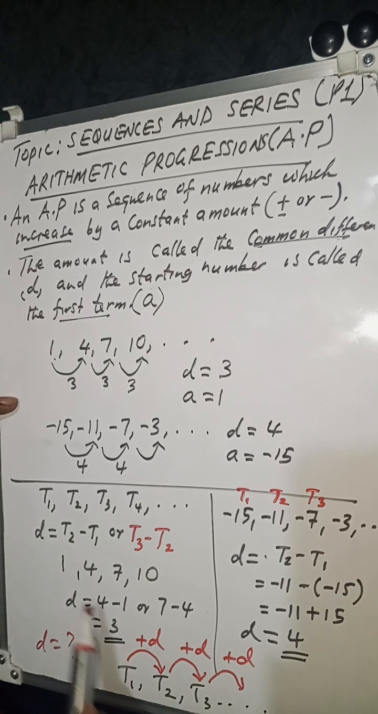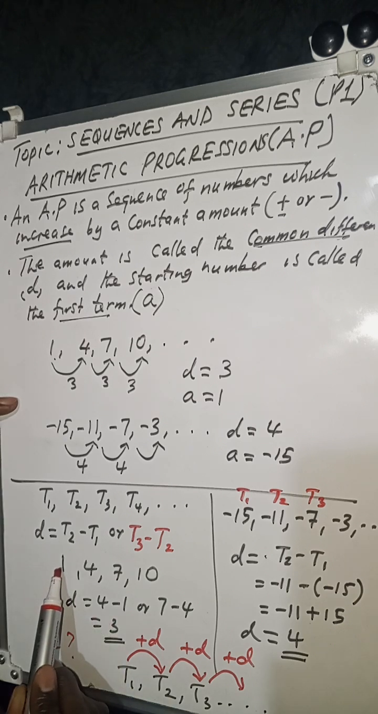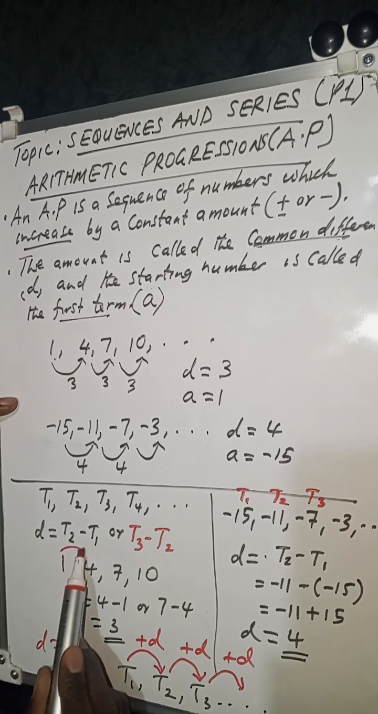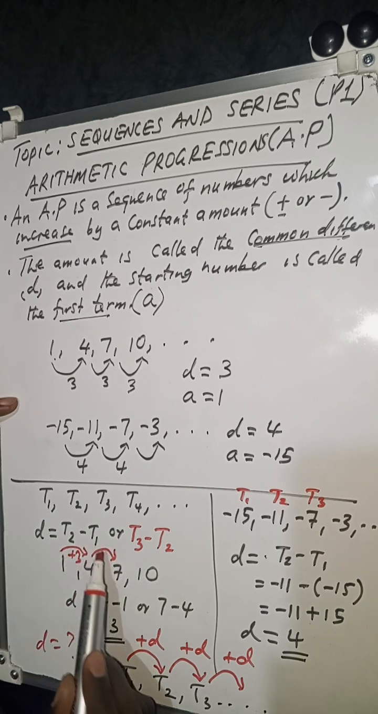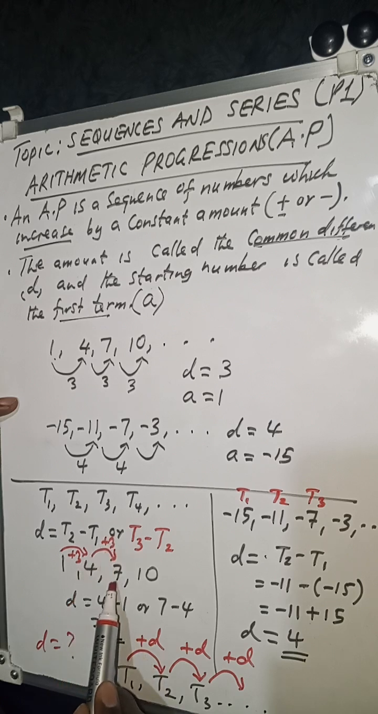For example, here, my common difference was 3. So the next term is 1 plus 3, which gives me a 4. Again, it will be plus 3. 4 plus 3 is 7. Again, 7 plus 3 will give you a 10, and so on and so forth. So that's the way you can do it.